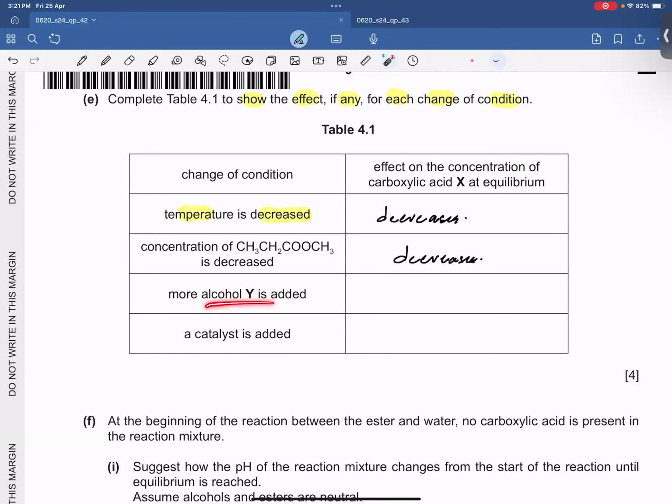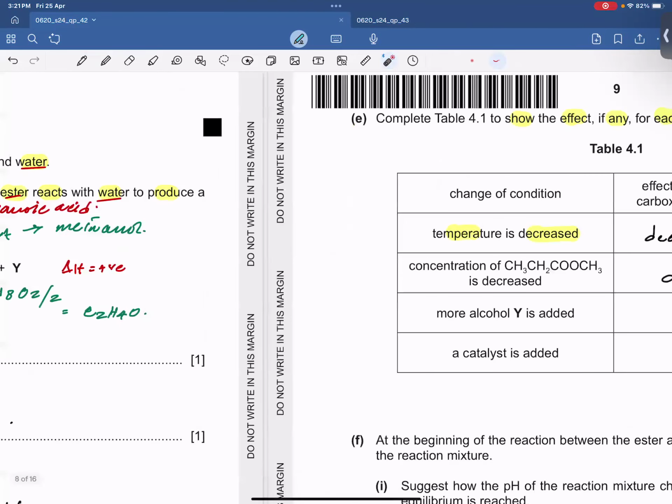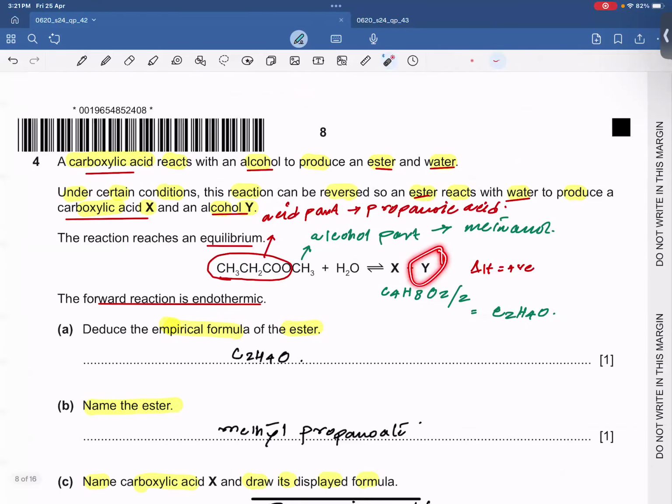More alcohol Y is added. When we add alcohol, obviously the product increases. This will favor the equilibrium towards the left-hand side. Obviously, concentration of X also decreases.